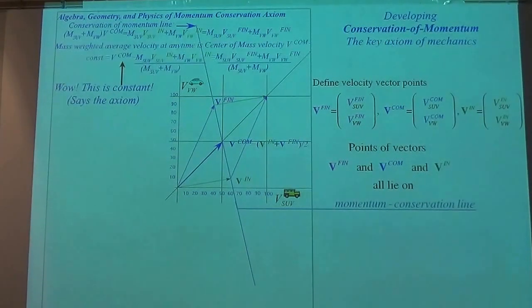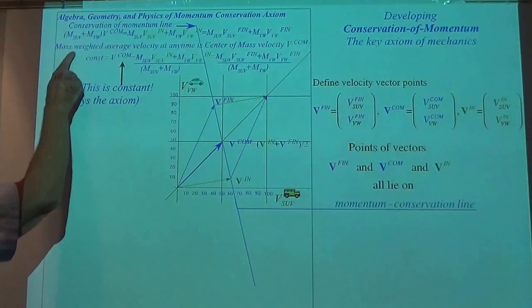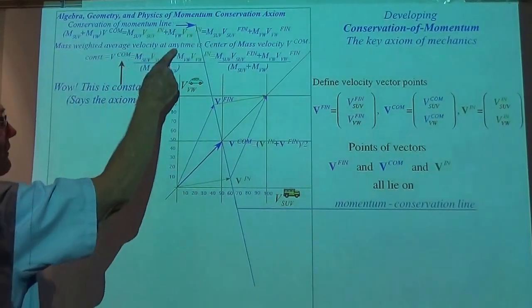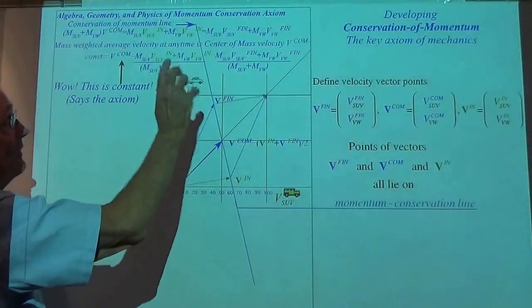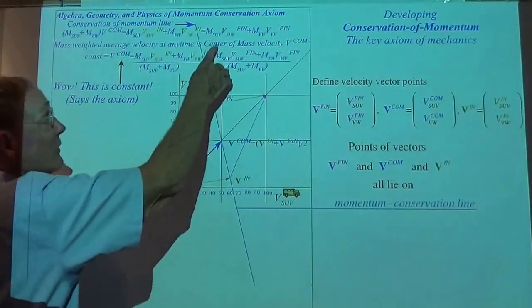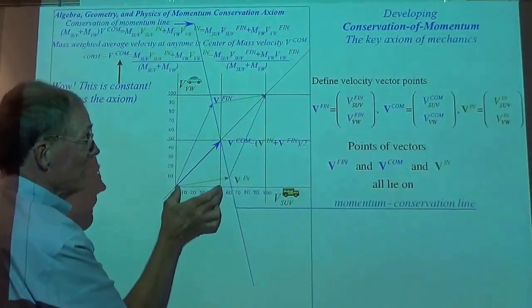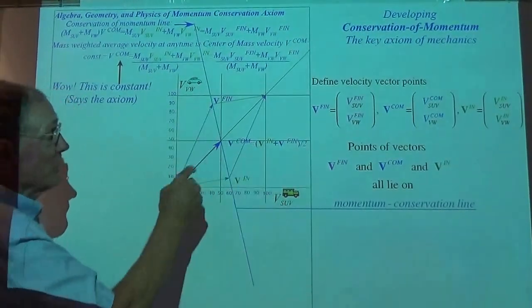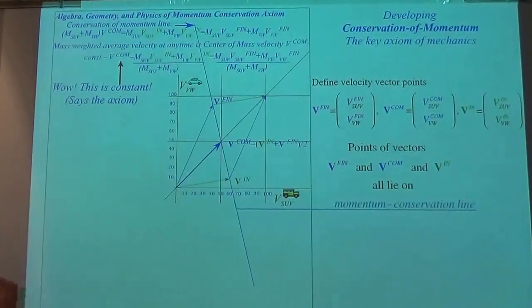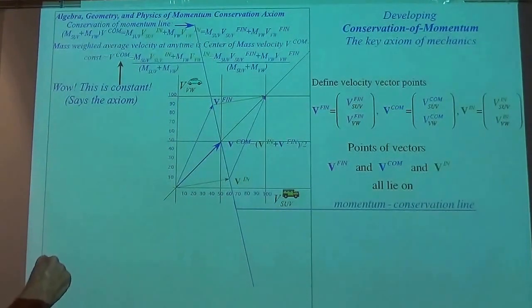Well, one of the things that's kind of neat is a mass-weighted average velocity at any time in these collisions is the center of momentum velocity. Remember, it's 50 miles an hour. It's the same for both, because they're stuck together right here in space. They're together in velocity space as well.